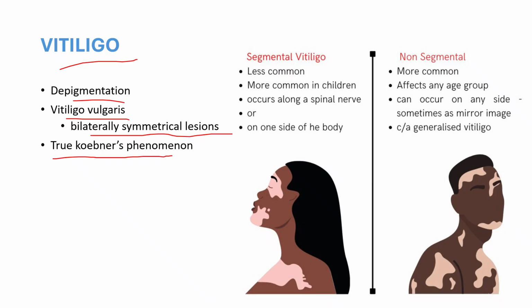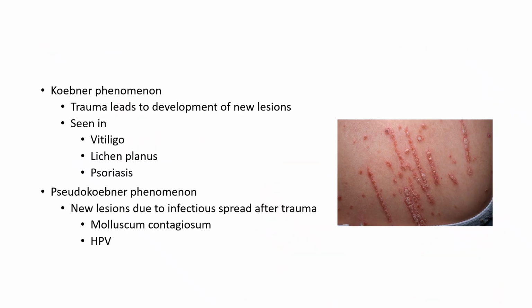Koebner's phenomenon means that when there is trauma, the traumatic areas will develop new lesions. That is mainly seen in vitiligo, as we have seen here, and also in lichen planus and psoriasis. This is where we see true Koebner's phenomenon. That is, when you scratch or have trauma, you have development of new lesions over that traumatic area.